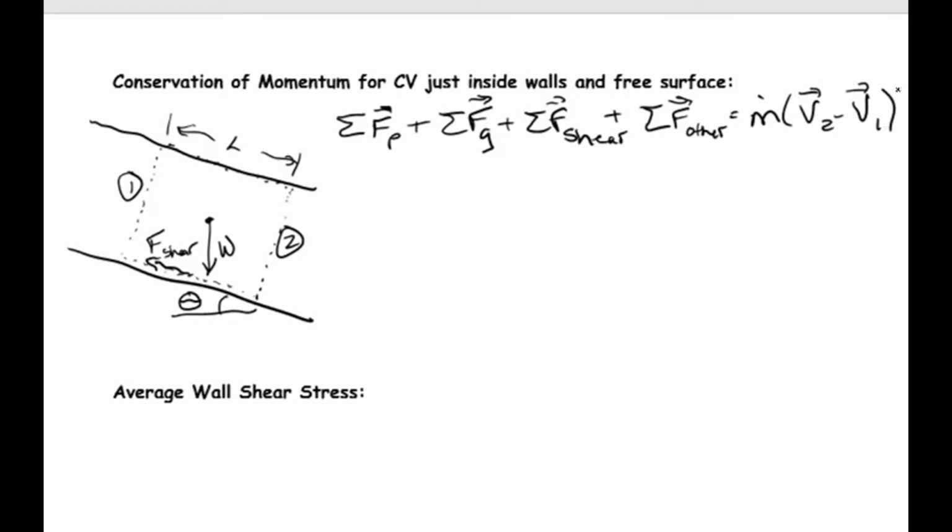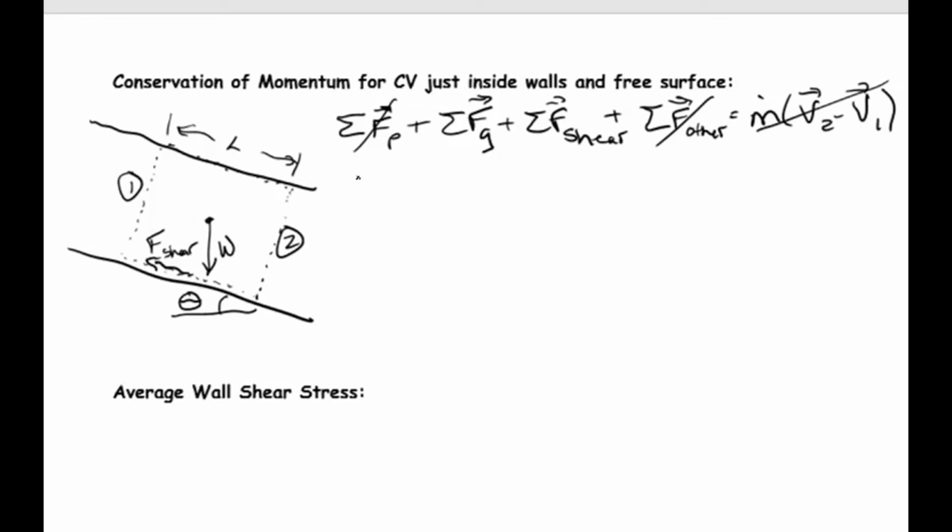For one thing, we're not cutting through any surfaces, so no other. We just said we're going to cancel the pressures. Other thing we can cancel, because this is fully developed, uniform flow, no humps in the middle, no area changes, velocity 2 equals velocity 1. So that whole term's going to go away. So what we're left with is just gravity equals shear.